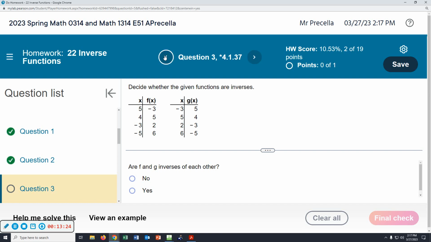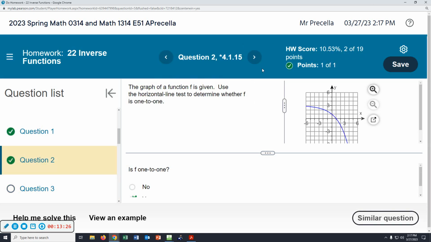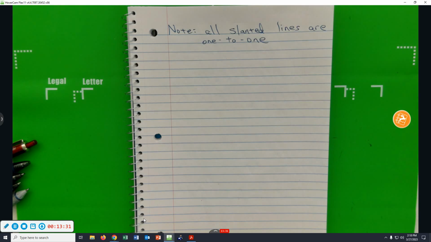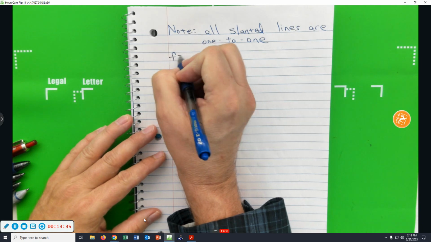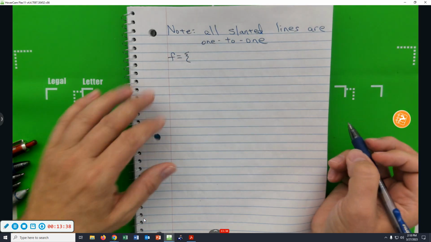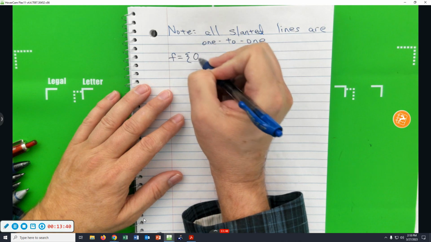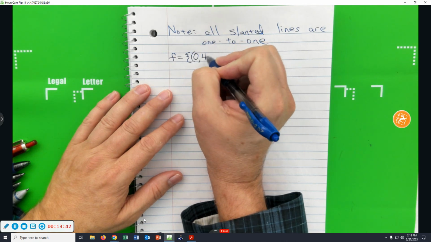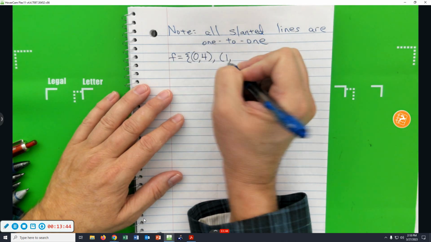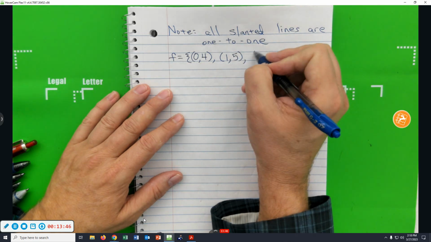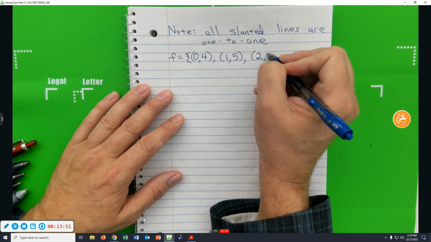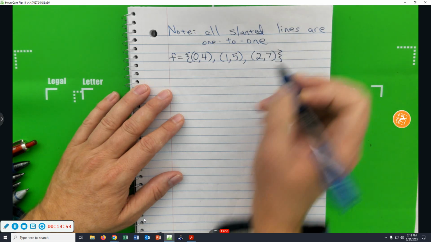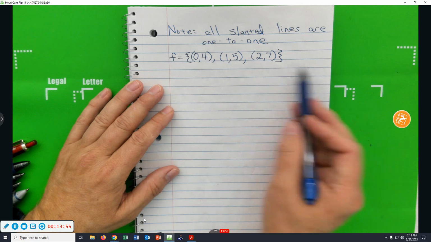Oh, well, wait a minute. I need to discuss, I'm going to do some more stuff before we write that. I want to make up some examples. I'm going to have 2 functions. F is the function with the ordered pairs (0, 4), (1, 5), and (2, 7). Then I'm going to skip a line here.